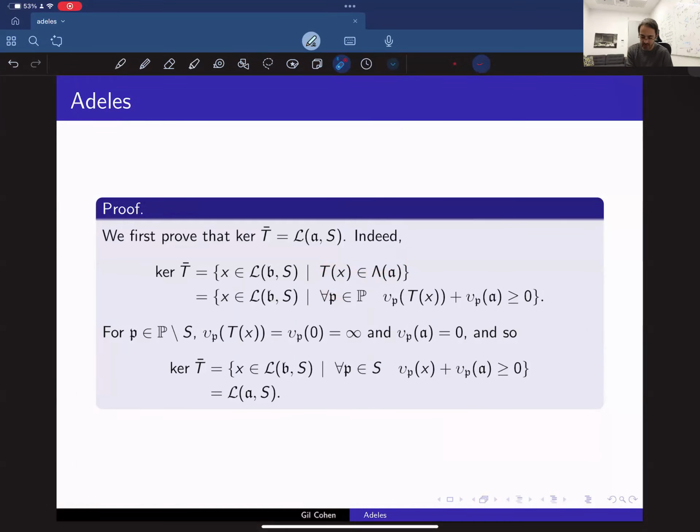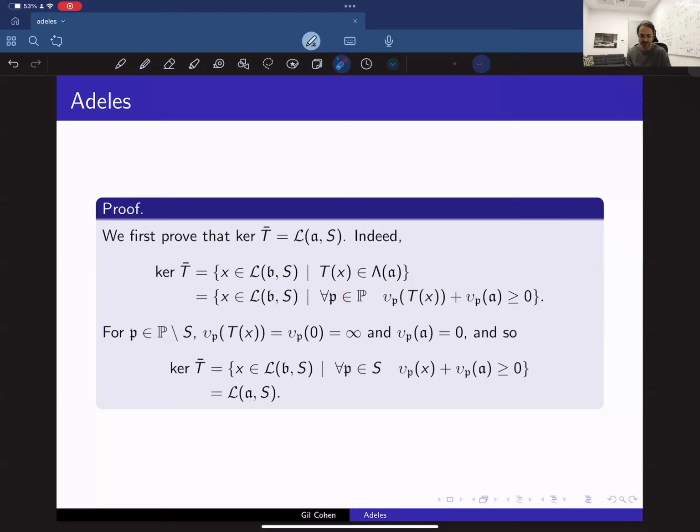And what does it mean for T of X to be in lambda A? Well, for any prime divisor P, VP of T of X plus VP of A is non-negative, right? And now let's consider two cases. If P is not in S, it's kind of similar to before. If this little p is not in S, then you have a zero here because T of X outside of S is zero, and that constraint is satisfied. And so you don't really have to worry about those little p's that are not in S.